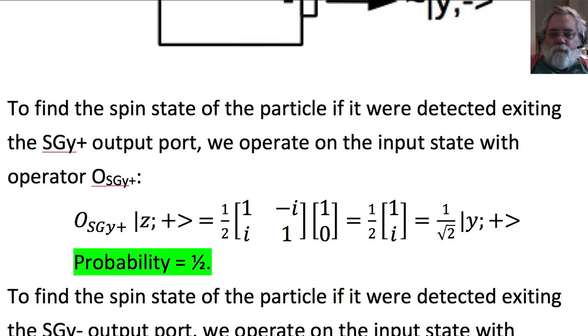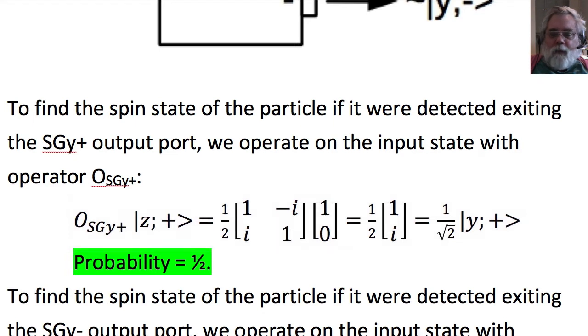Same procedure. We know the input state, z plus, or column vector 1, 0. We need to apply the output projector, SGY plus. We already calculated that. It's this matrix. Matrix times a column vector. We multiply it. That's not hard to do. And then we think about it and we figure out that the actual output is 1 over square root of 2 times y plus.